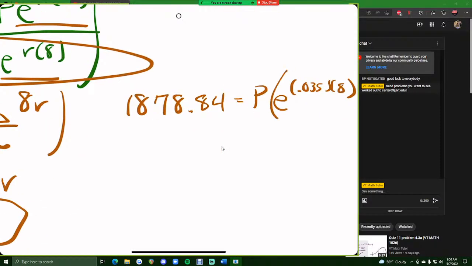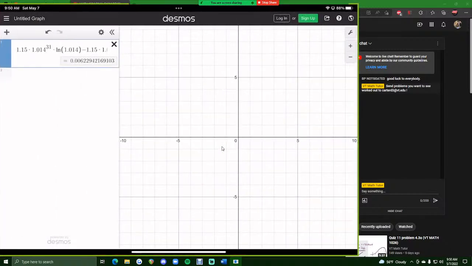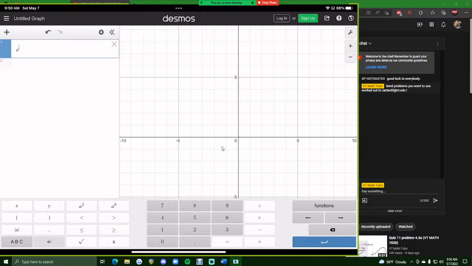Let's calculate this E value first. So E raised to the 0.035 times 8. I'll go ahead and do this one in Desmos. E raised to the 0.035 times 8, and that'll give us 1.323.